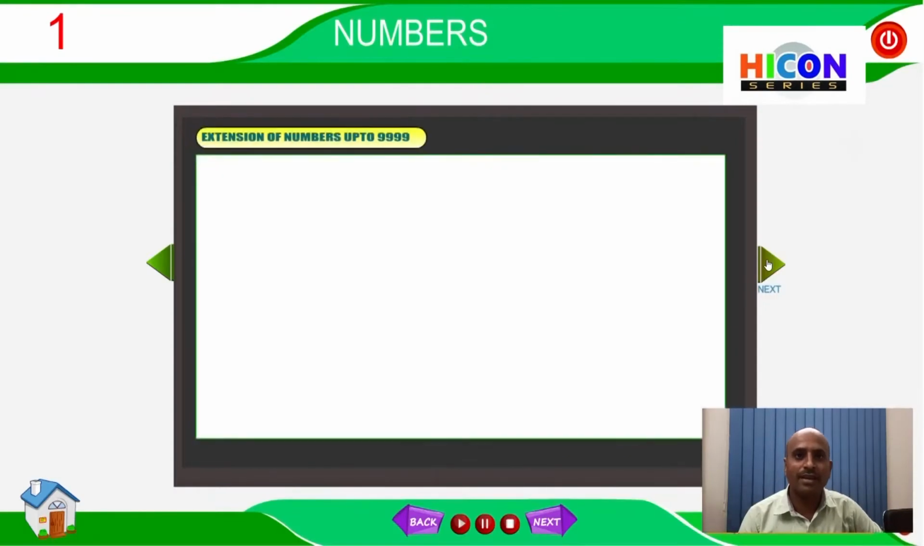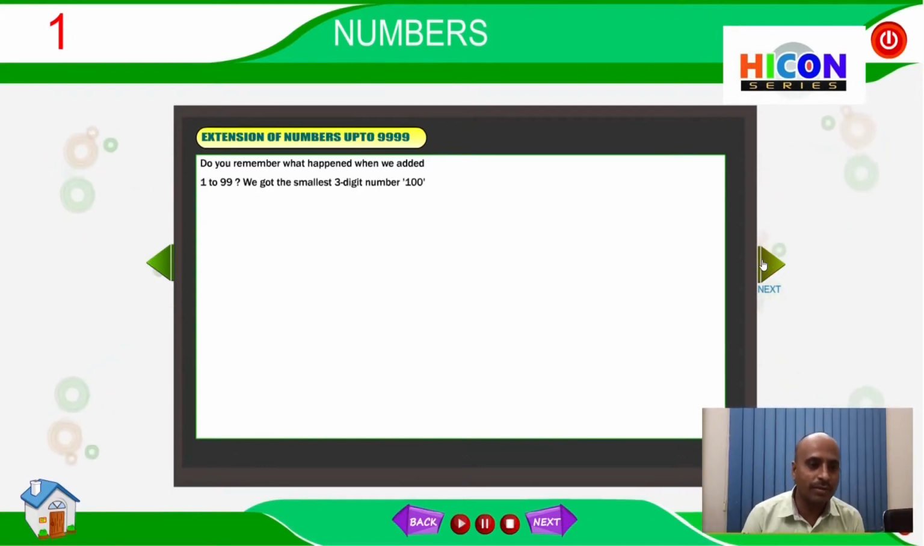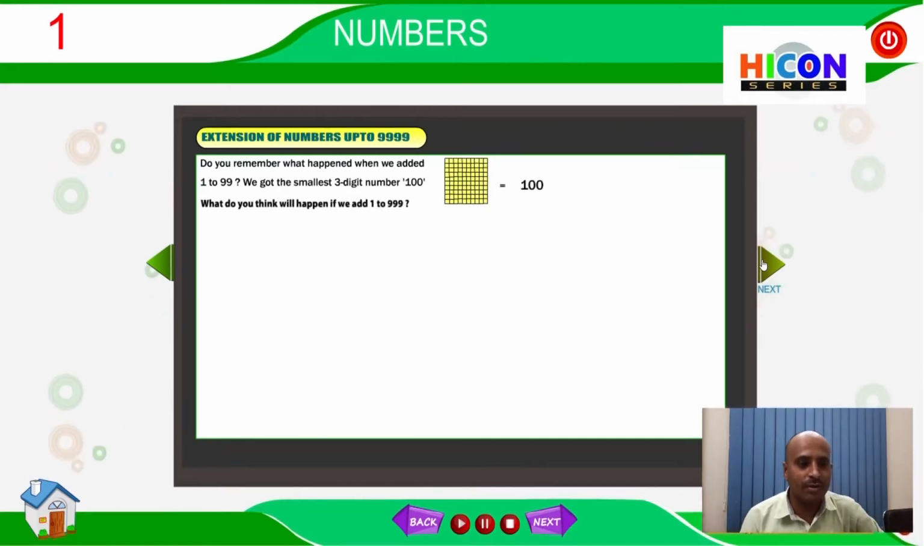So children, extension of numbers up to 9,999. Today we will learn how to write numbers up to 9,999, that is, how to write 4-digit numbers. Do you remember what happened when we added 1 to 99? We got the smallest 3-digit number, 100. Here the sheet represents 100.